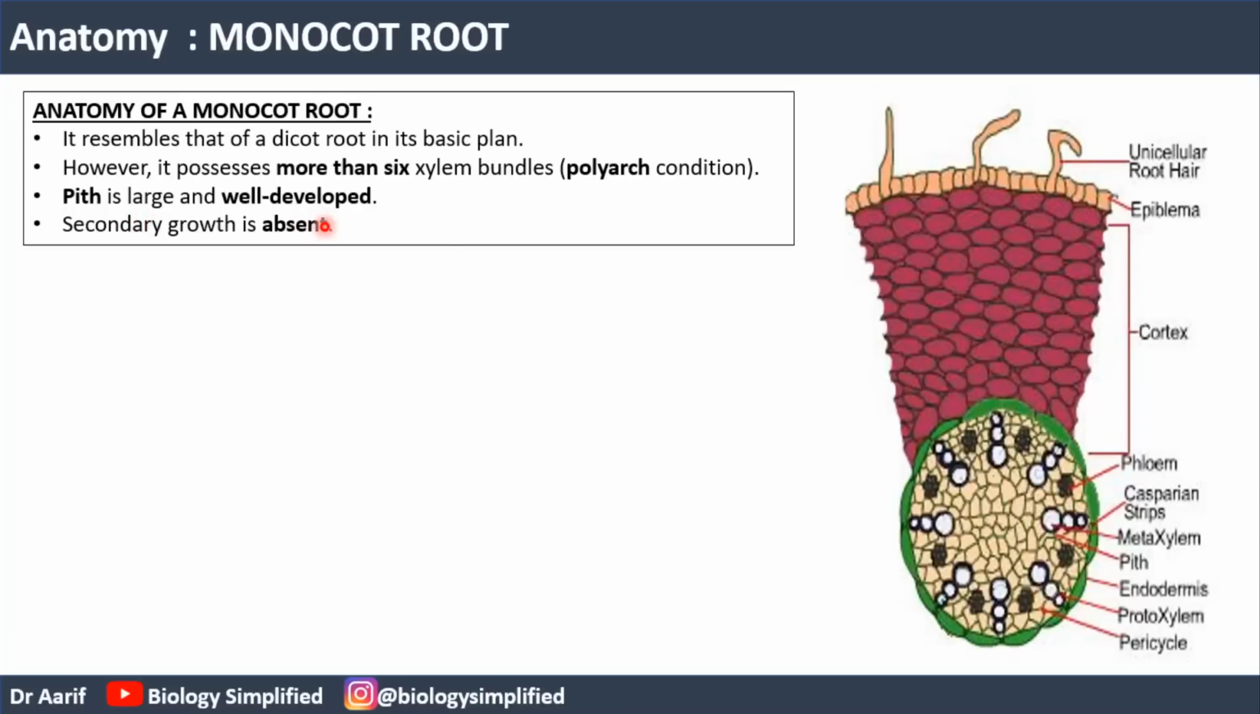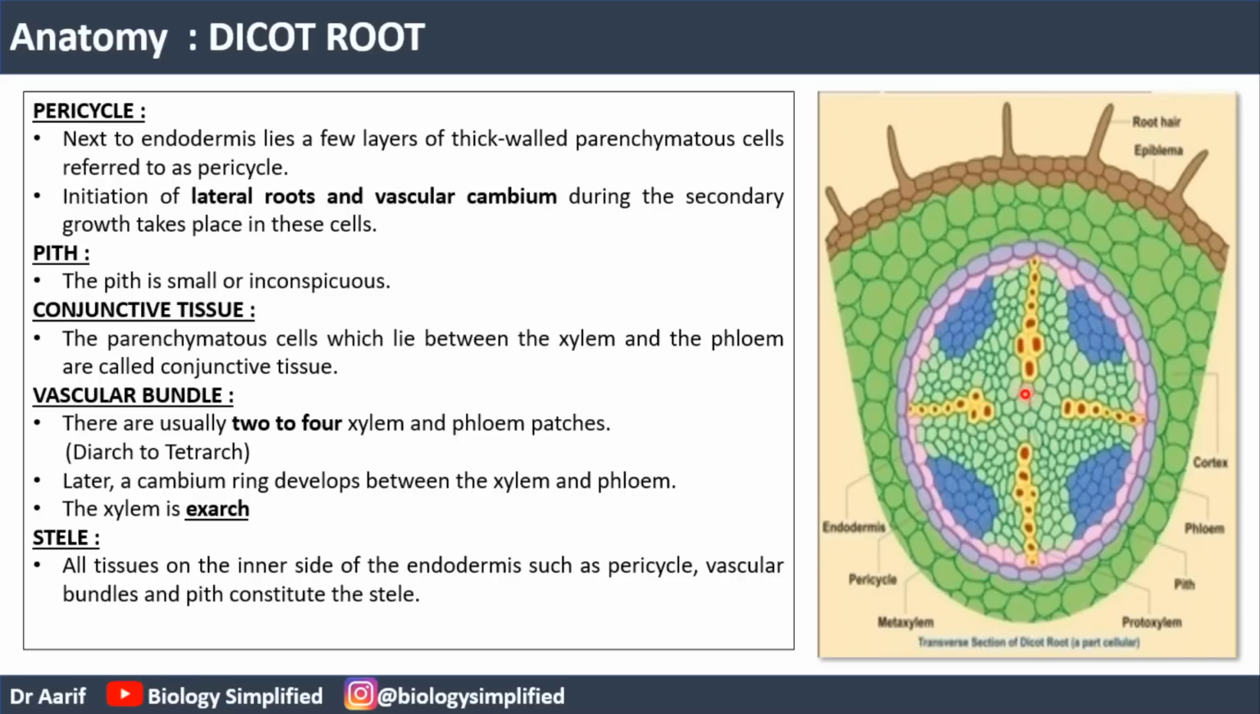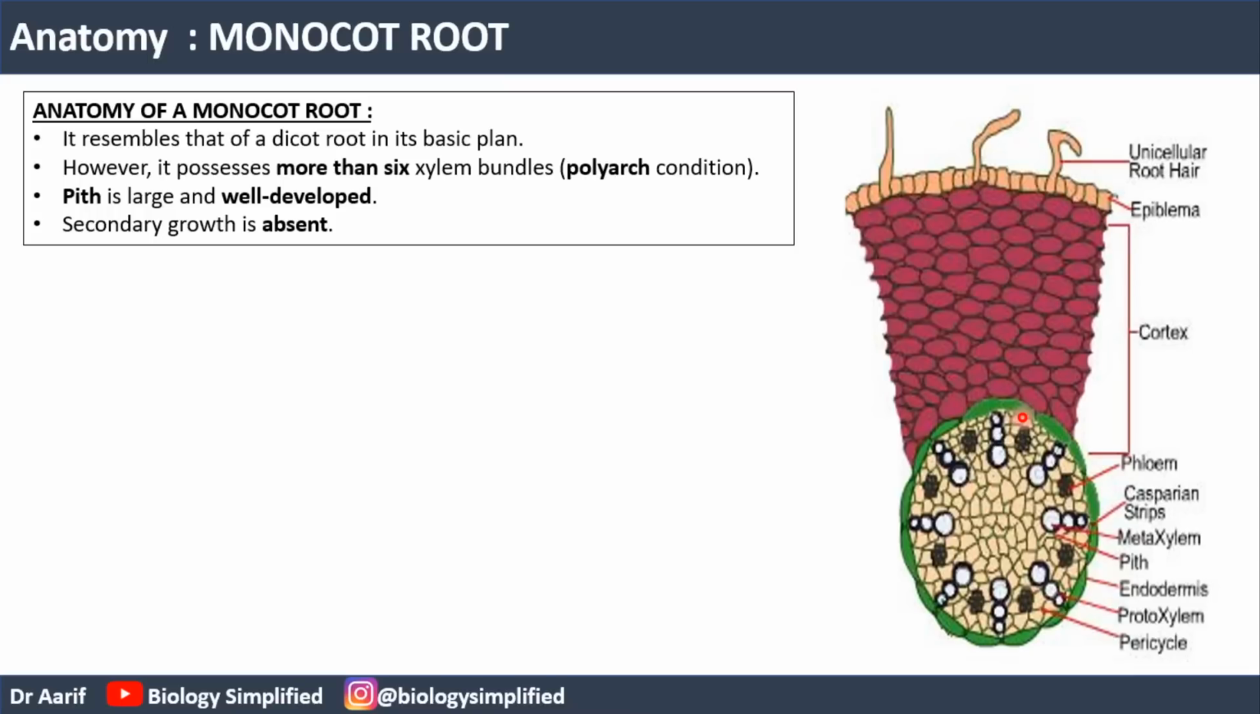Pith is large and well developed. ये देखो कि central pith कितना बड़ा है, right ना? अब भी हमने पीछे देखा था, ये देखो pith छोटा है यहाँ पर, right? So pith में भी difference है. Secondary growth is absent. Obviously monocot है तो there is not going to be any cambium. Cambium नहीं होगा यहाँ पर, ठीक है? So this is the anatomy of a monocot root, ठीक है?